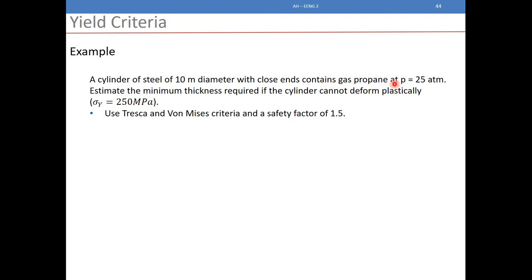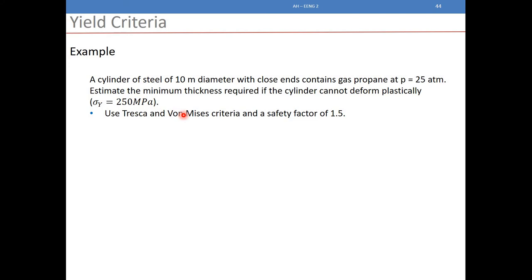It's containing a gas, propane, at a pressure of 25 atmospheres. So inside we have 25 atmospheres inside the cylinder. Estimate the minimum thickness required if the cylinder cannot deform plastically. That's the maximum, that's the yield strength, the property of the material of the cylinder that's given.